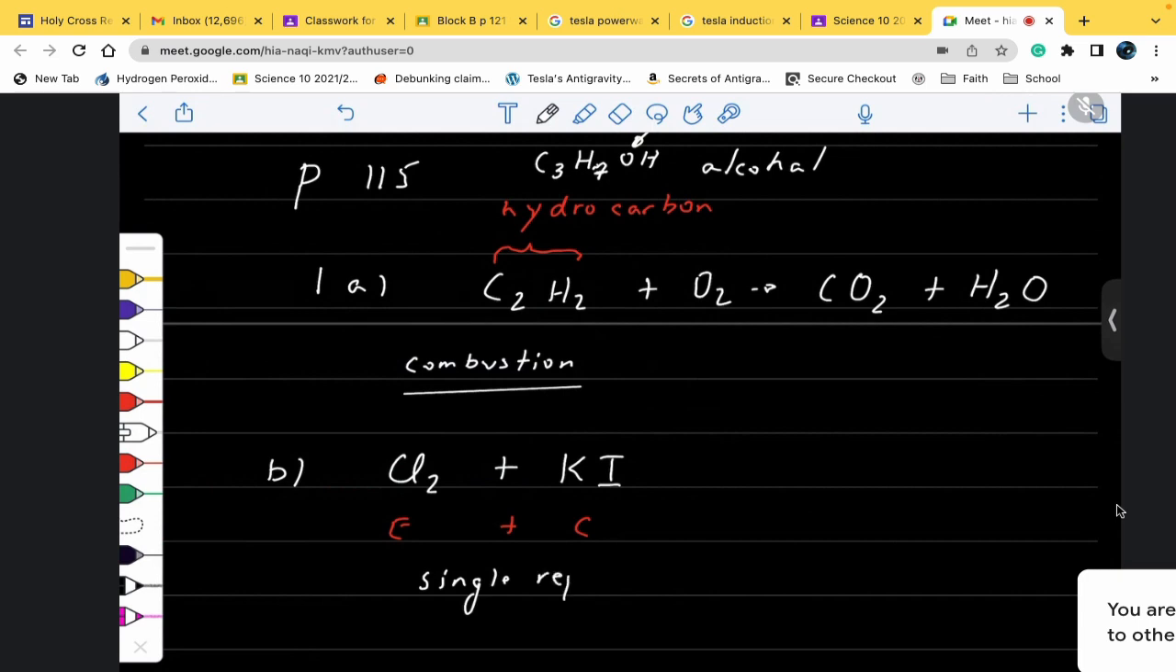Now, to predict the products, let's look at the following. We have the element, which is a nonmetal. I'll put NM.